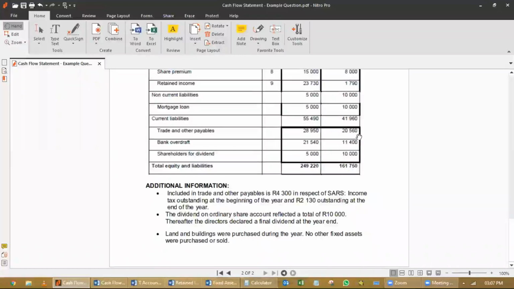So we know that part of these figures at the beginning of the year, 4,300 Rand of that is for SARS, and then 2,130 Rand is outstanding at the end of the year. So we know that 2,130 is included in that, because this is our end of the year figures. I just want to highlight this for myself so we can get back to it later.